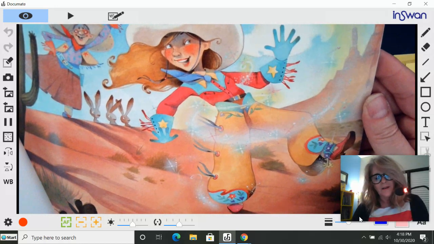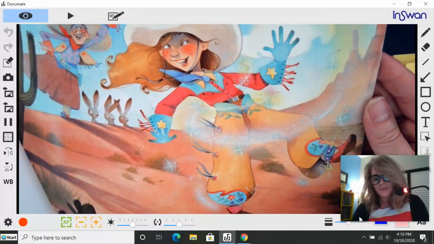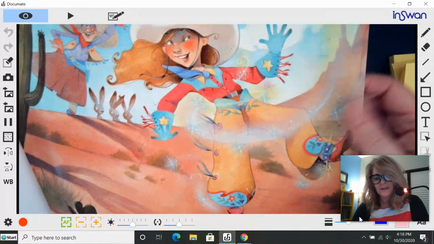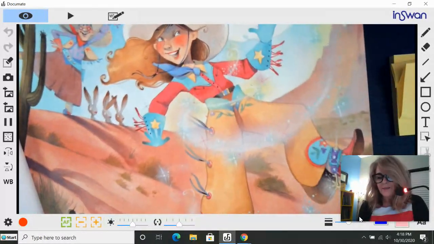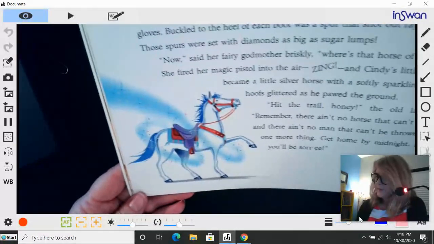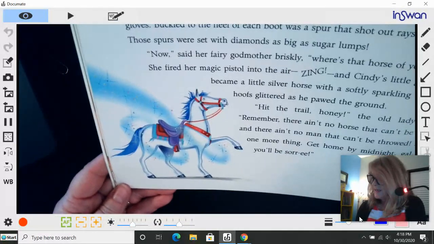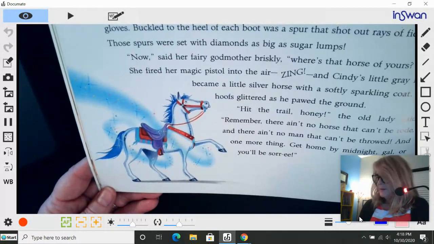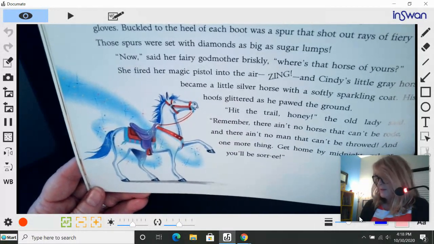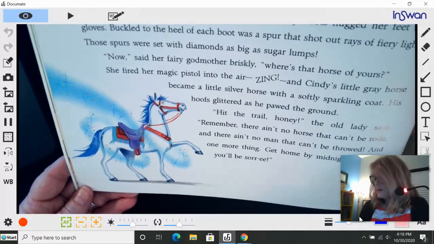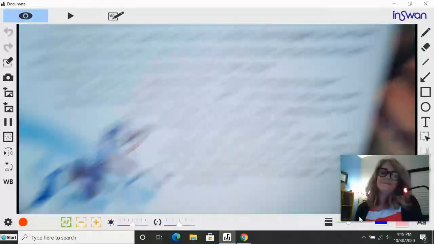"Now," said the fairy godmother briskly, "where's that horse of yours?" She fired her magic pistol into the air, and zing! And Cindy's little gray horse became a little silver horse with a softly sparkling coat. His hoofs glittered as he pawed the ground. "Hit the trail, honey," the old lady said. "Remember, there ain't no horse that can't be rode, and there ain't no man that can't be throwed. And one more thing, get home by midnight, gal, or you'll be sorry."